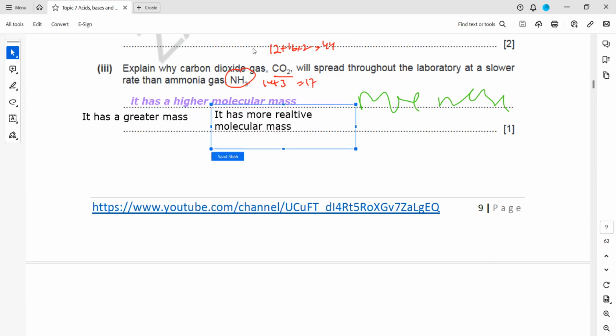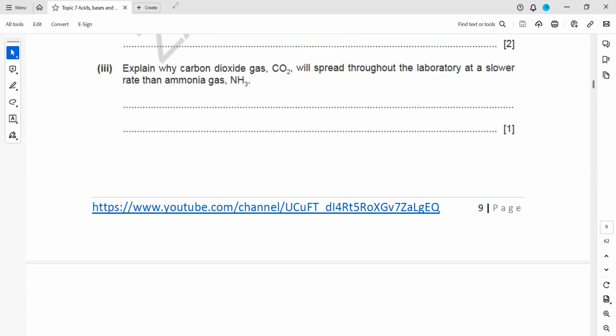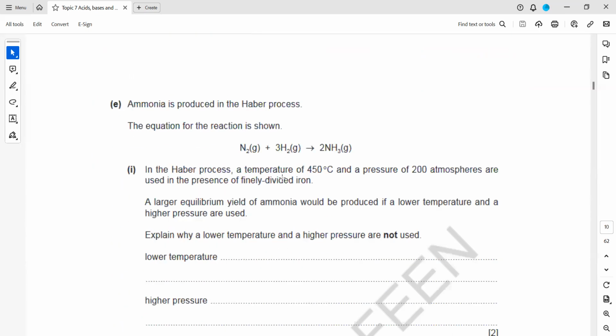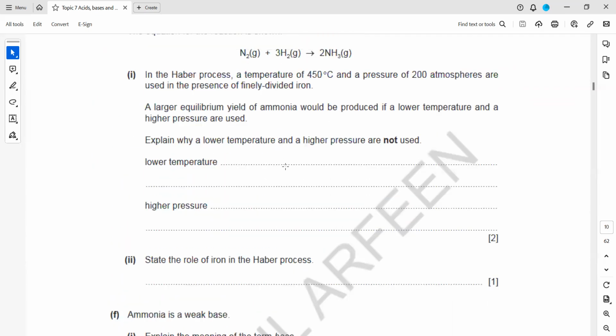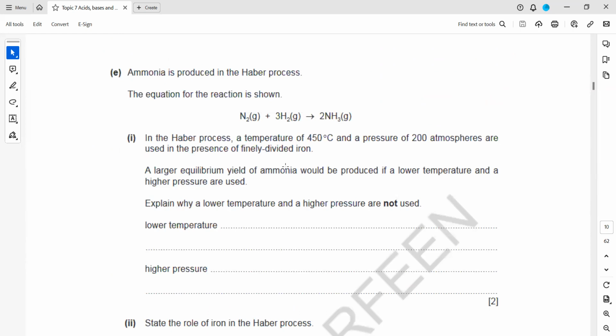So as you can see, ammonia is lighter. So CO2 has a greater molecular mass. Relative molecular mass is the best term, because it's not only the mass, it's the relative molecular mass, which is compared with the 12th part of a carbon. So when you mention an atomic or molecular mass, better use the term relative atomic mass or relative molecular mass.